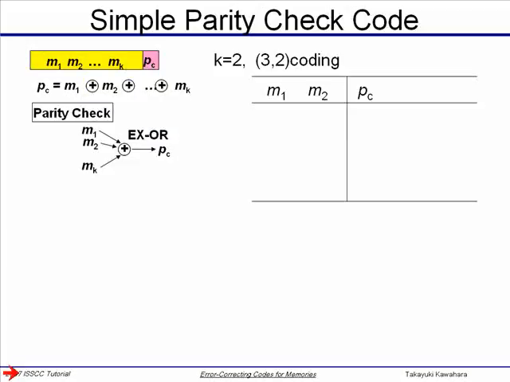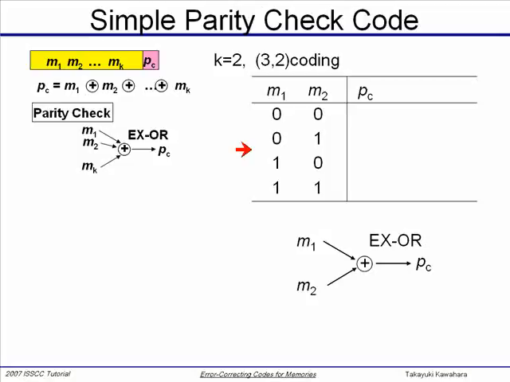Okay, let's have the exercise. This is very simple, but simpler still. We assume only k equals 2, so only the elements m1 and m2, and it creates only one parity check bit. So you can write down this table very easily. M1, M2 is 00, 01, 10, 11. That's all. The parity check bit checks whether the number of 1s is odd or even.